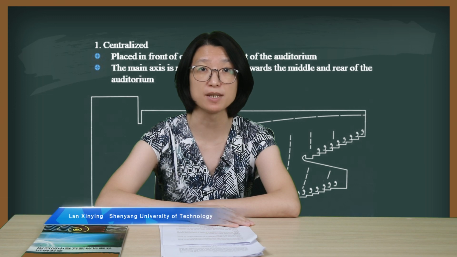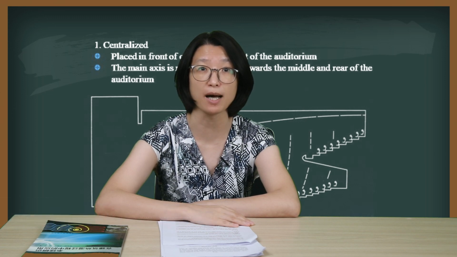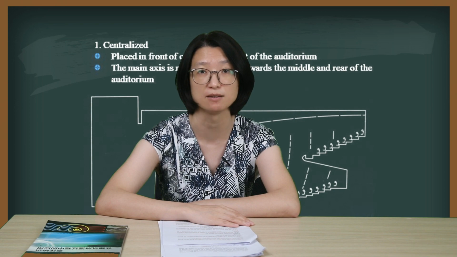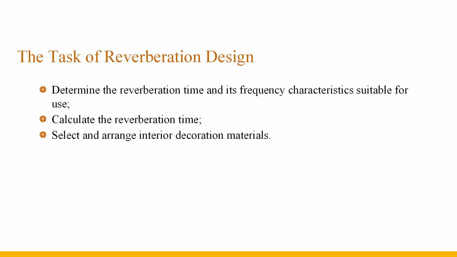The task of reverberation design is to make the room have the reverberation time and its frequency characteristics suitable for use. The work began when the shape of the hall was basically determined, and the volume and surface area could be calculated. Specific content includes: first, determine the reverberation time and its frequency characteristics suitable for use. Second, calculate the reverberation time. Third, select and arrange interior decoration materials.